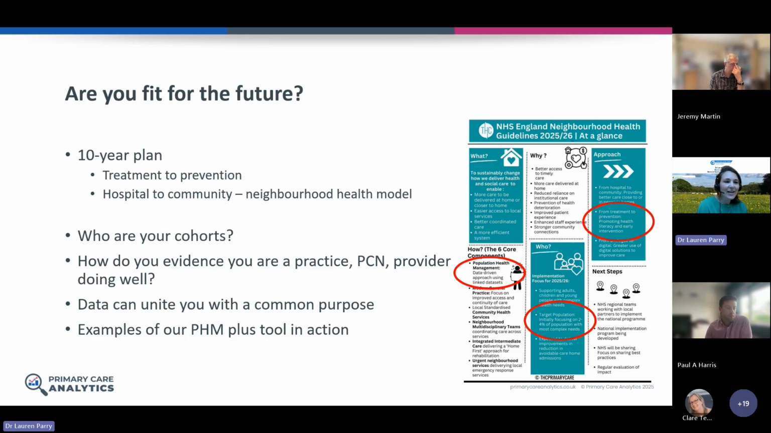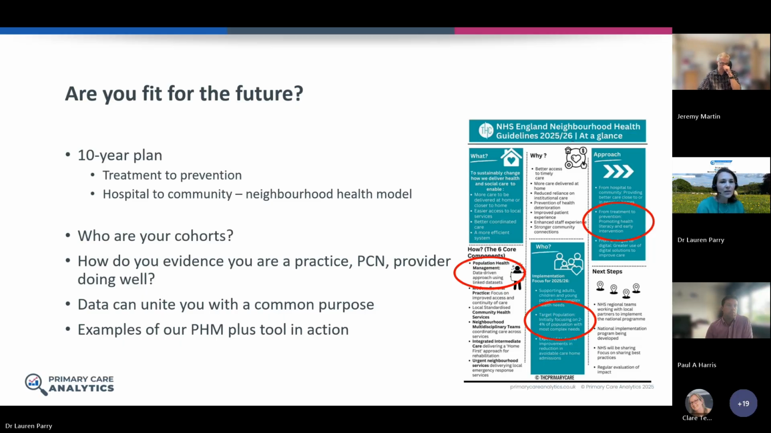So we touched on earlier about making sure that we're all fit for the future. The 10-year plan, which was much anticipated, is now out and is really, I think, an opportunity for us in general practice to really understand the importance of care, with that phrasing of hospital to community and treatment to prevention. The neighbourhood health model guidance there, I've just picked out those 3 key areas which are all about us really understanding our cohorts of the population, and really then helping us to understand how do we evidence as a practice, as a PCN, as a wider provider, that we're doing well and the part that we can play in the system.